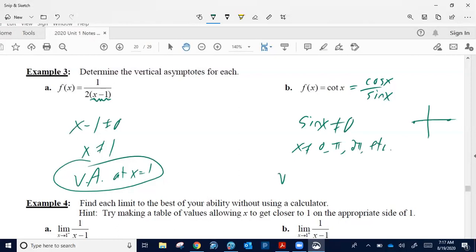So there's a vertical asymptote at x equals, some way of writing this out. A lot of times people say at every pi k, where k is an integer, like 1 pi, 2 pi, 3 pi, 4 pi. All right, so that's finding vertical asymptotes.